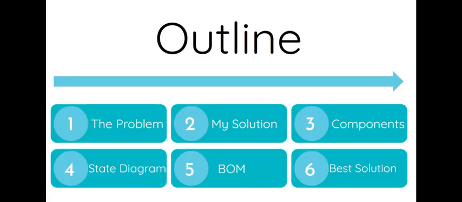So, really quickly, before we dive into this presentation, I'd like to swiftly present to you the outline of the presentation. First, I'll be presenting the problem, which is the reason for my machine. Second, I'll be presenting my solution to the problem, which is the machine that I'll actually be creating, or my deliverable, essentially. Third, I'll be showing you the main components of the solution. Fourth, I'll be showing you the state diagram, which is just a diagram that explains how all the components work together to make the machine work.